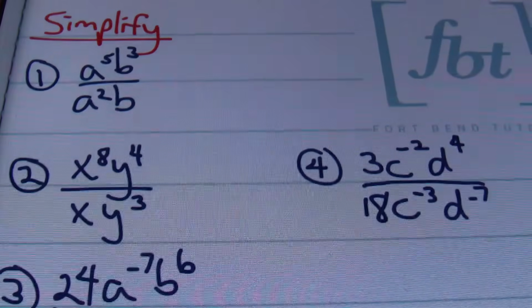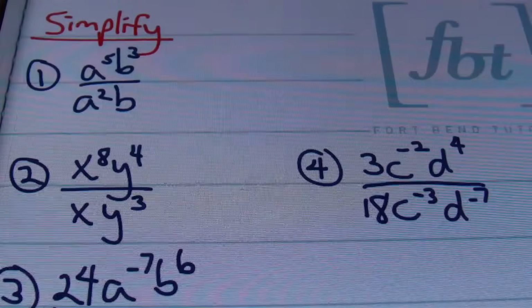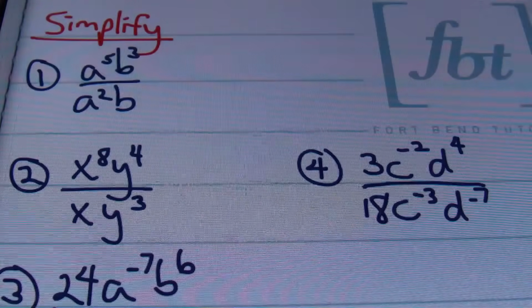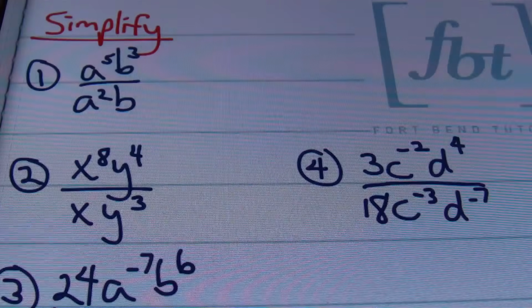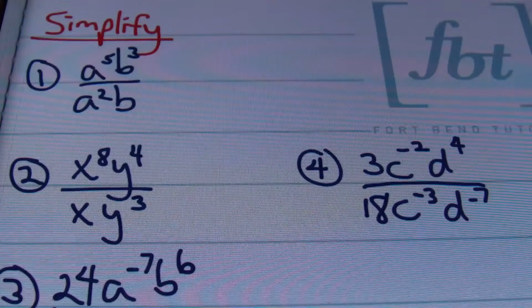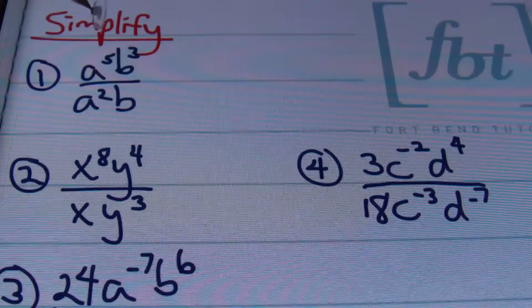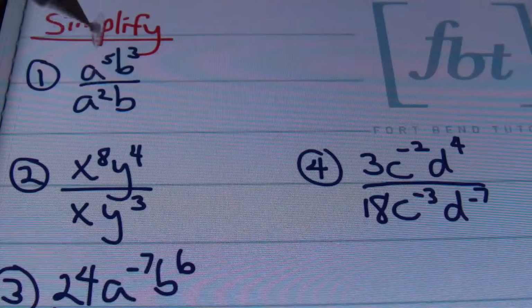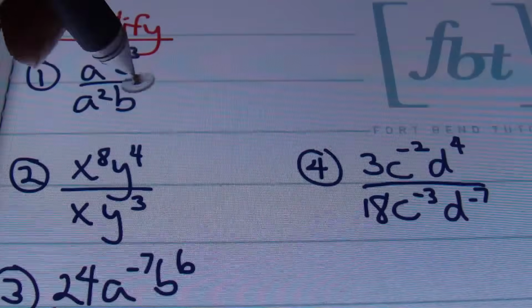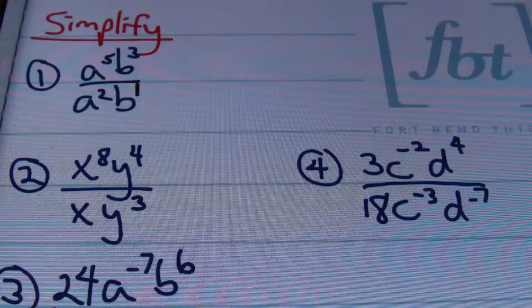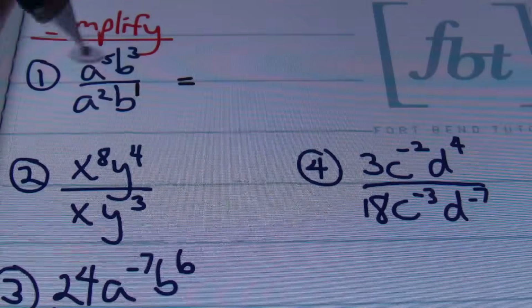Okay, here they're asking us to simplify, ladies and gentlemen. So in problem number 1, I have a to the 5th power b cubed over a squared b. Remember that the base will remain wherever the largest exponent is. So in this problem, my a will remain on top because I'm comparing 5 to 2, and 5 is bigger. And then for my b's, I'm comparing 3 to 1. Remember, if you don't see that exponent, you can assume it's 1. So I'm going to subtract my exponents.